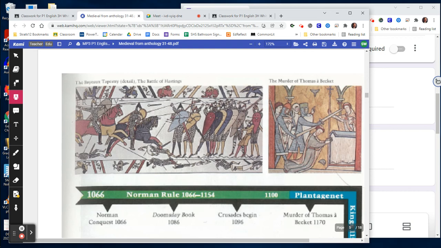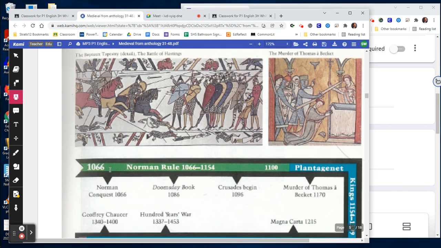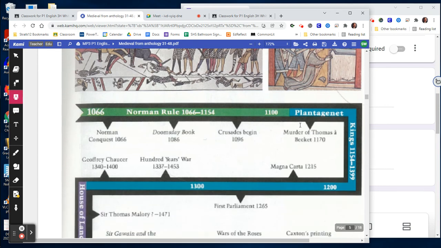Okay, and there's a big timeline here right in the middle. If you follow the timeline, it goes through the initial invasion of William the Conqueror, takes over Norman rule, and then it goes on to the different kings. It goes through what happens, the Norman conquest, and the inventory, the Domesday Book, and the Crusades. The Crusades we're going to get back to.